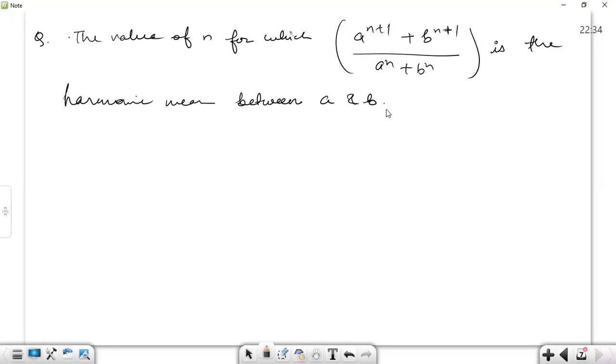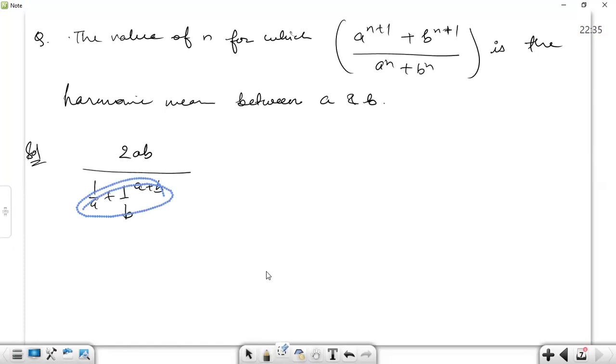So we know that the harmonic mean between any two terms is the number of terms, two, divided by 1 by a plus 1 by b, which simply becomes 2ab divided by a plus b. Clear, how I have written the harmonic mean of two terms? Any doubts? Need any explanations? No, sir.